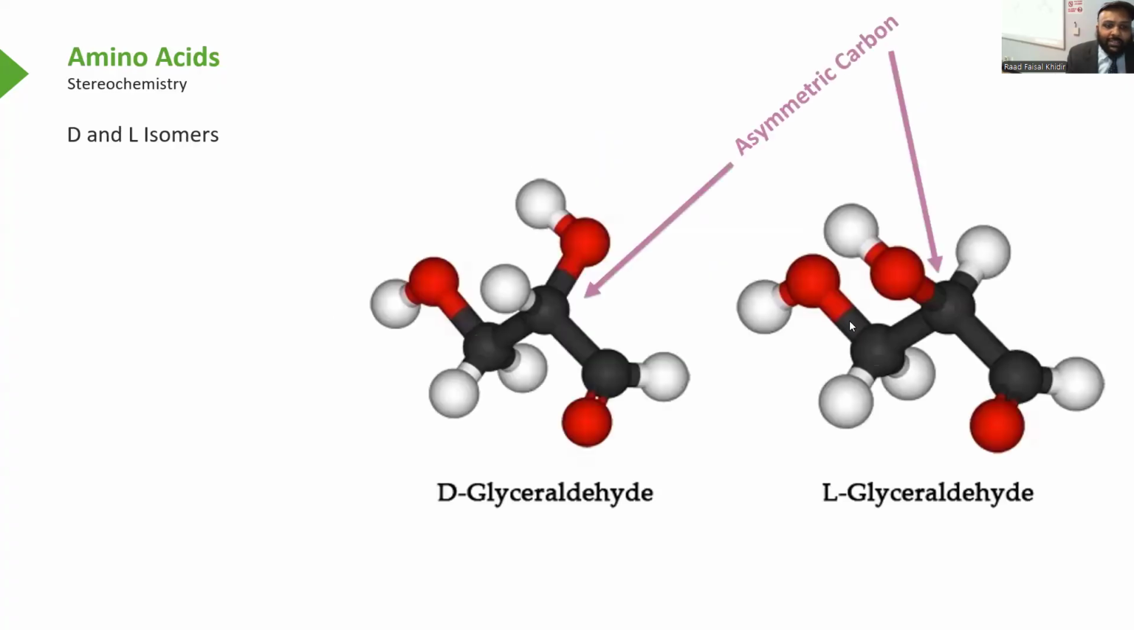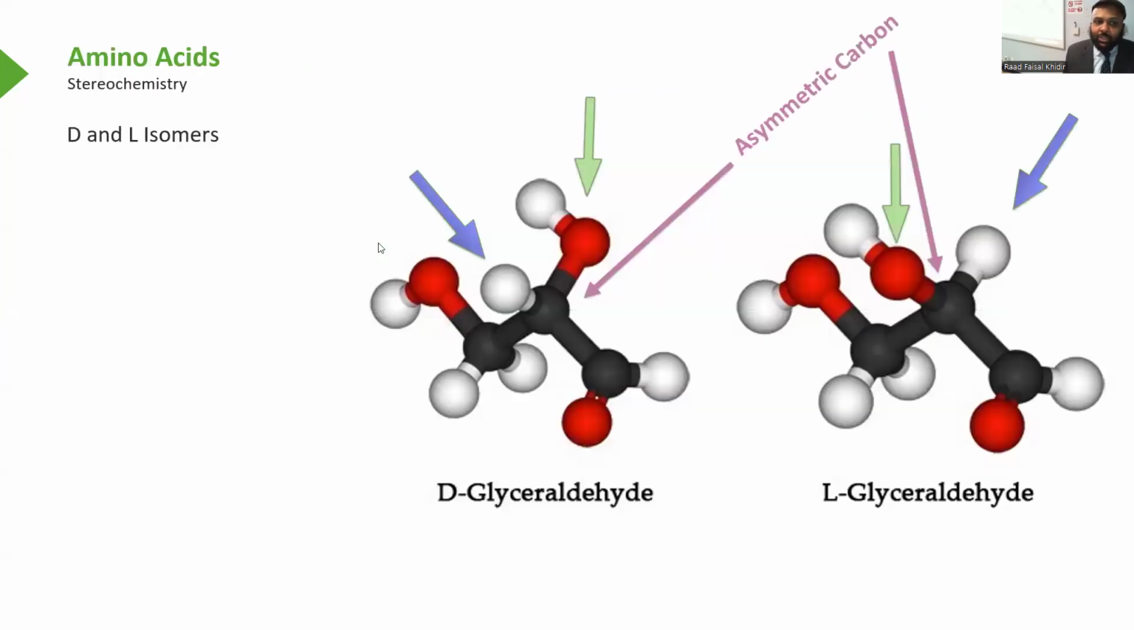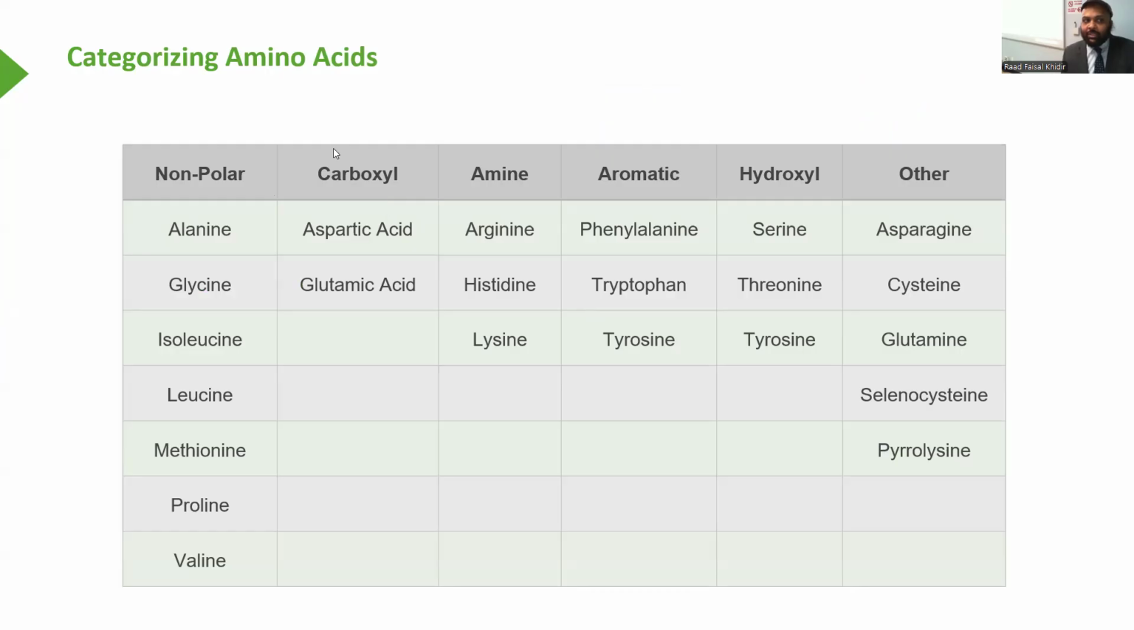Now, all of the amino acids are in the L form, and they have an asymmetric carbon. And this is the categorization of the amino acids. Some of them are nonpolar, meaning they dissolve in lipid. They do not dissolve in water. Carboxyl means that their R group has a carboxylic terminal. So in addition to having a carboxylic terminal, the R group can itself be carboxyl again. Some R groups are amine. In addition to having an amino group, they can have an amine R group. Some of them can have an aromatic ring in the R group. Some of them can have a hydroxyl group, an OH.